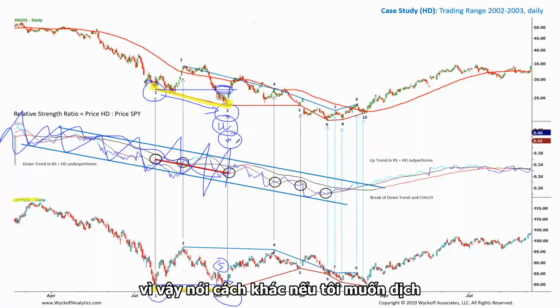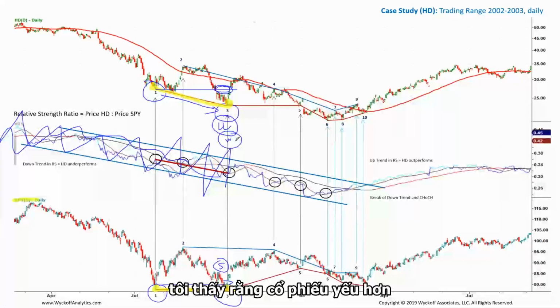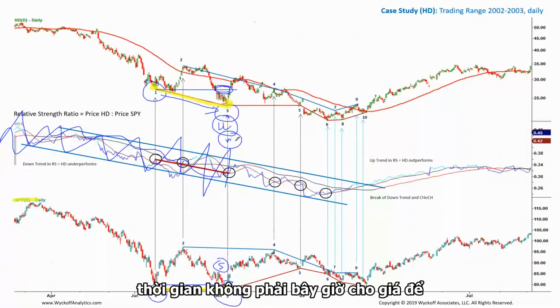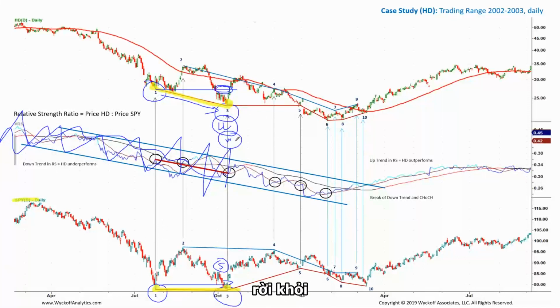So, if I were to translate that statement, it basically tells us: I see that the stock is weaker, therefore institutions are not extremely interested in the stock, and the timing is not now for the price to leave. And the timing of this selection might also not be that great. So we want to stay away. And look what happens next.